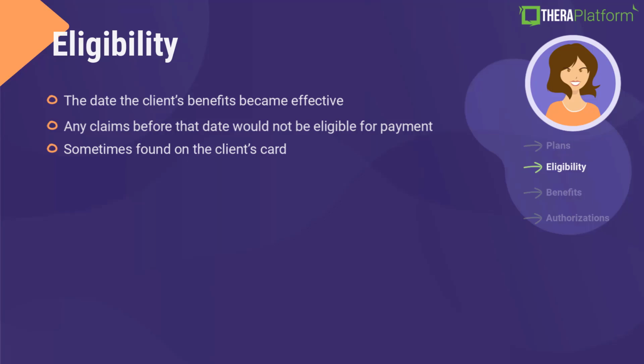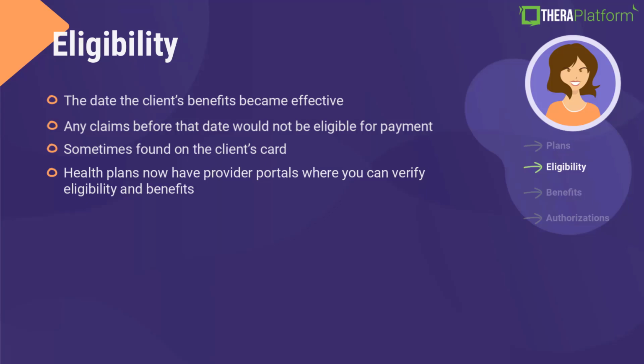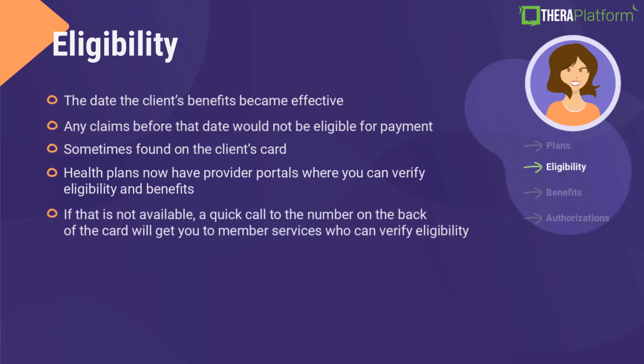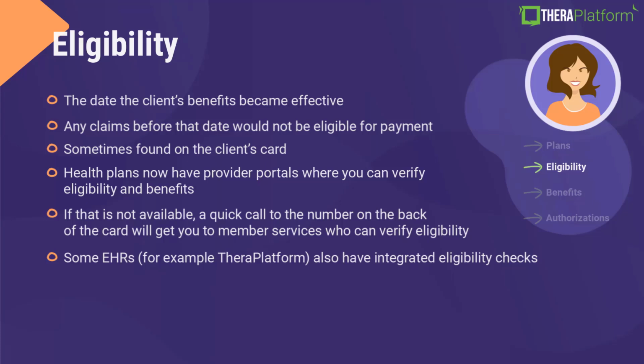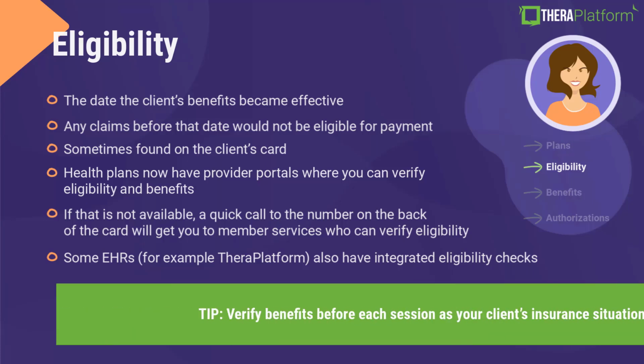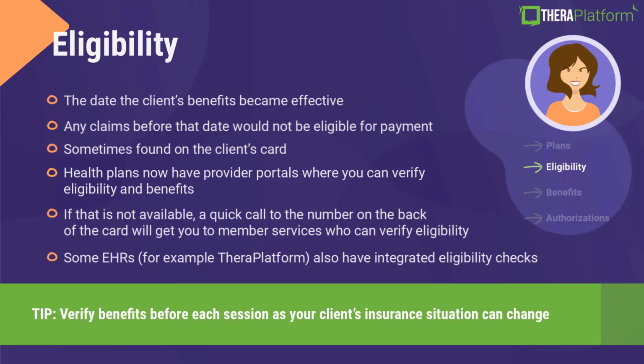Many health plans now have provider portals where you can verify eligibility and benefits of your clients. If that's not available, a quick call to the number on the back of the card will get you to the member services who can also verify eligibility for you on the phone. Some EHRs, for example TheraPlatform, also have integrated eligibility checks, so you can check before each session on the platform if the patient basically has an active insurance. A little tip here, verify all the benefits before each session, as your client's insurance situation can change, of course.